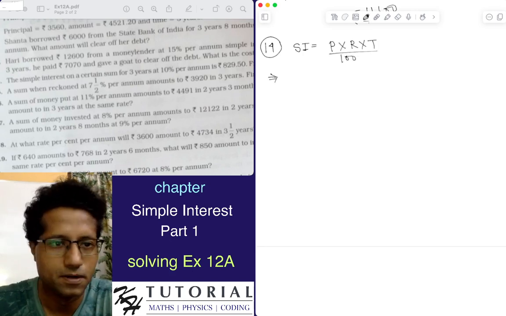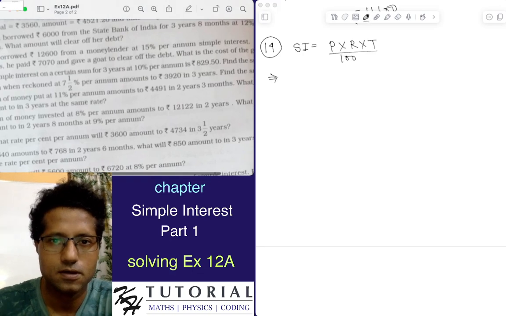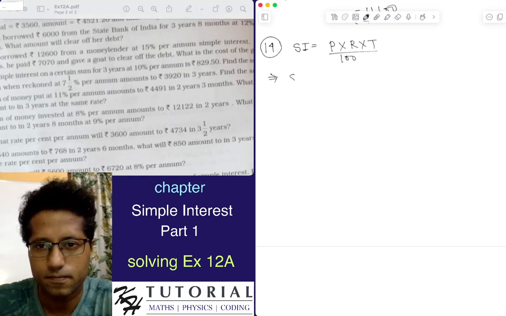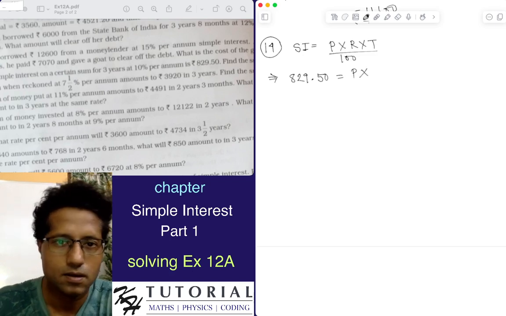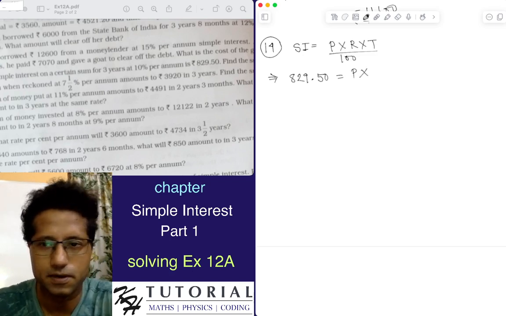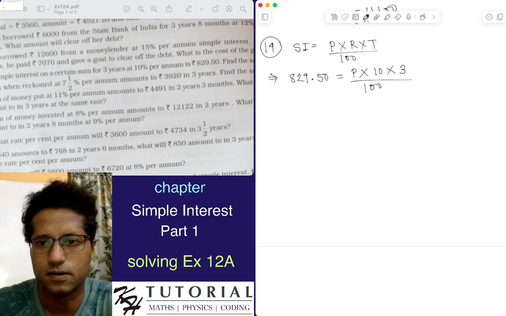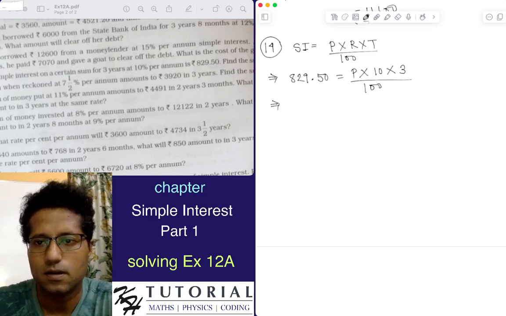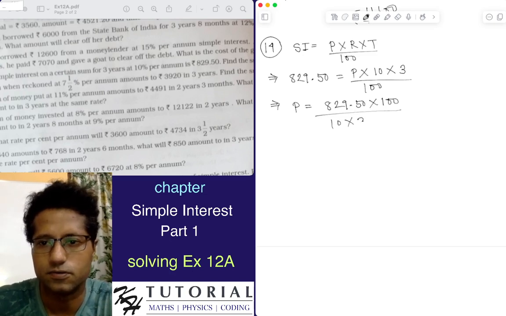Now it is said that the simple interest on a certain sum for 3 years is given to be 829.50, and we don't know the sum, so let it be P. R we know, R is given to be 10% per annum, so 10, and T is given to be 3 years, so we have this by 100. So from here we can find P equals 829.50 multiplied by 100 divided by 10 multiplied by 3.